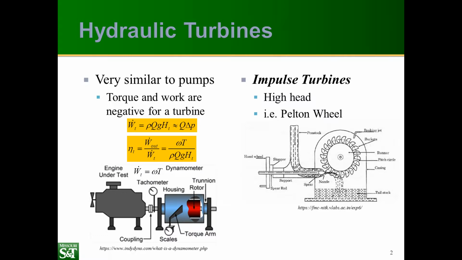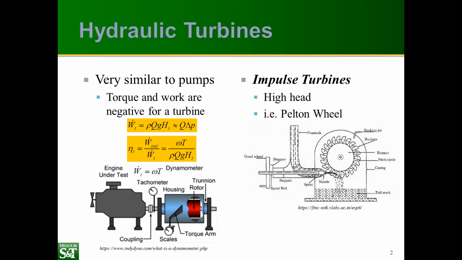Now, in order to characterize a turbine, to measure how it behaves, we use what's called a dynamometer. That measures the turbine output power, the speed, and the torque. We use a tachometer to measure the speed, basically the revolutions per minute, and we use what's called a torque arm to measure the torque developed by the turbine. And then power can be calculated as the speed times the torque.